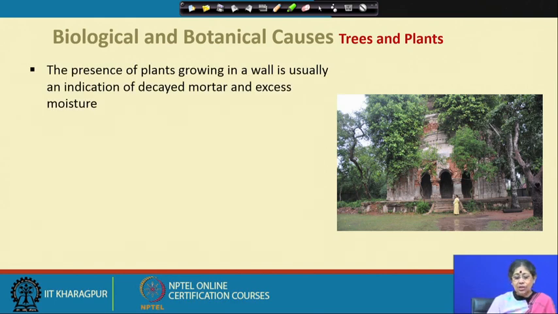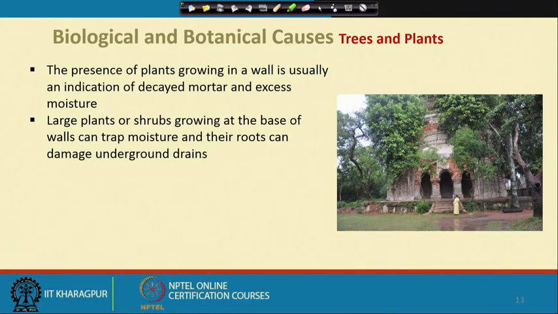The presence of plants growing in a wall is usually an indication of decayed mortar or excess moisture. Until and unless this type of situation happens, they won't grow. So either the mortar is very weak or there is a huge amount of moisture. They are all complementary to each other.